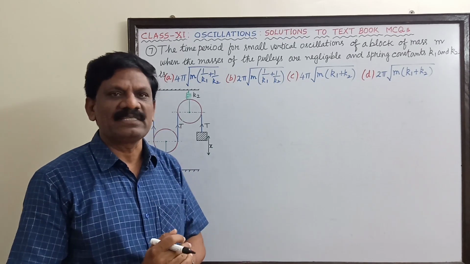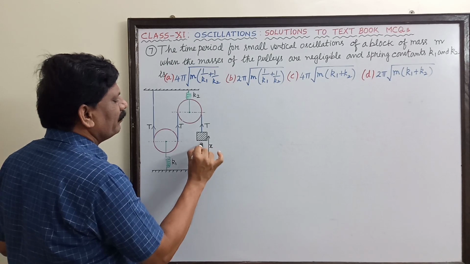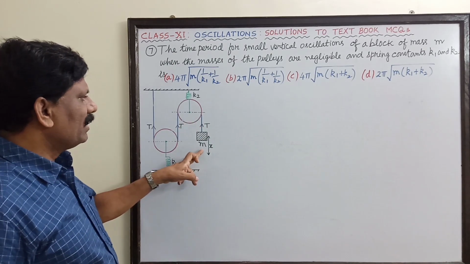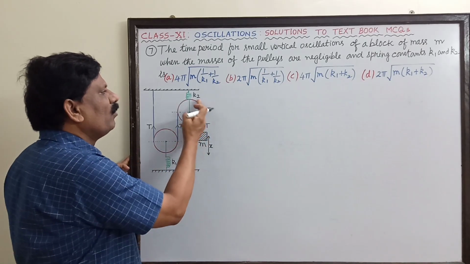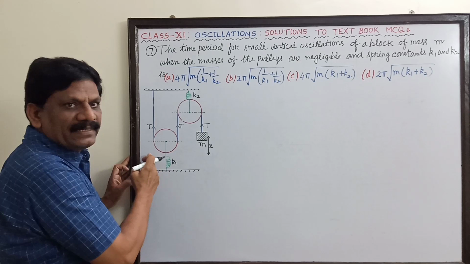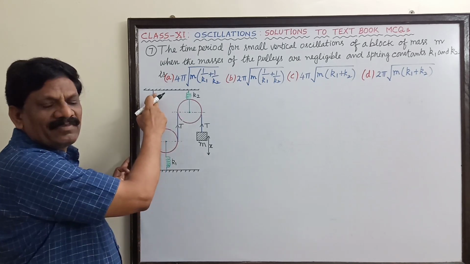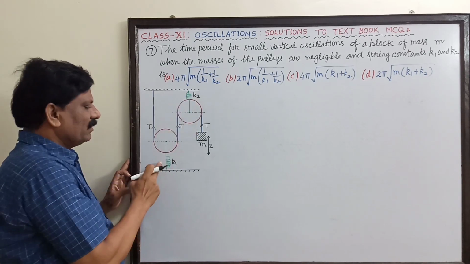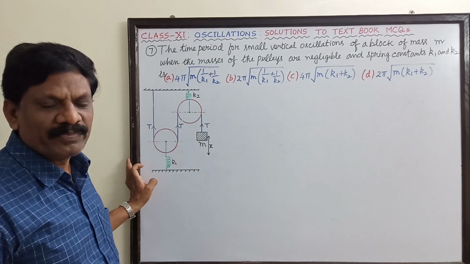Understanding is required first. Let us take this as the mass m. This mass is attached by a string. That string is passing over two pulleys, subsequently, and it is attached here to the ceiling.